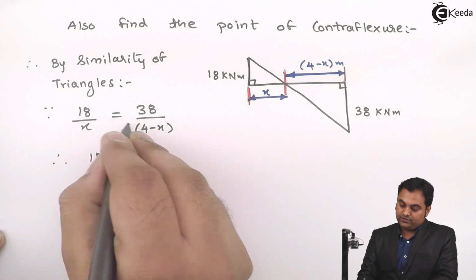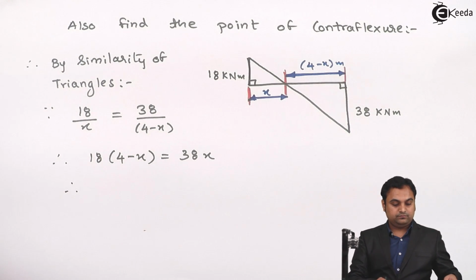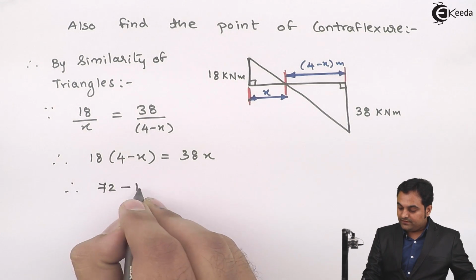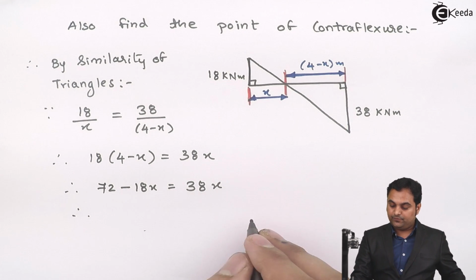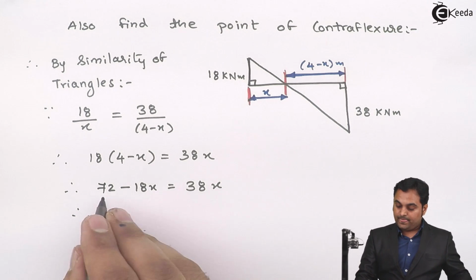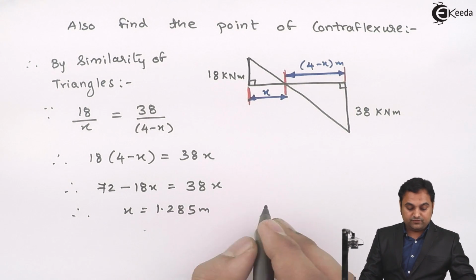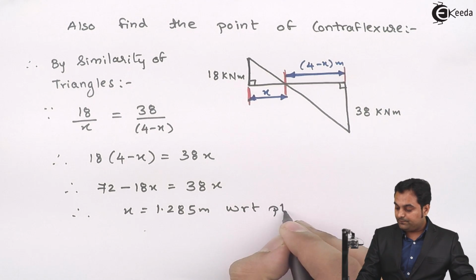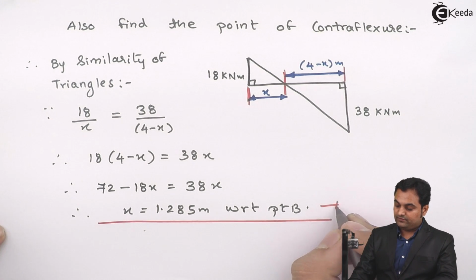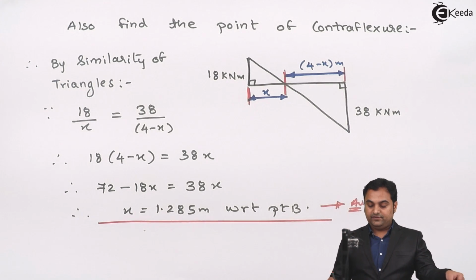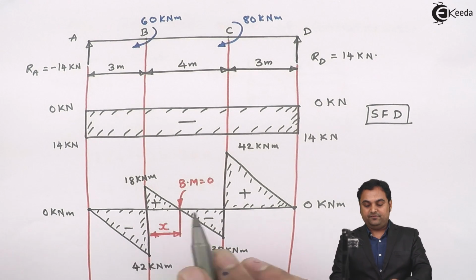So therefore 18 into 4 minus x, cross multiplied, is equal to 38x. So this will be 72 minus 18x is equal to 38x. So therefore 18x, I send it to the other side, it becomes positive. So 38 plus 18, that is 56x. So 72 divided by 56, the x value will be 1.285 meter. This will be with respect to point B. So here I have located the point of contraflexure from point B, that is it will be at a distance of 1.285 meter from B, where the bending moment is 0, and with this we complete the problem.